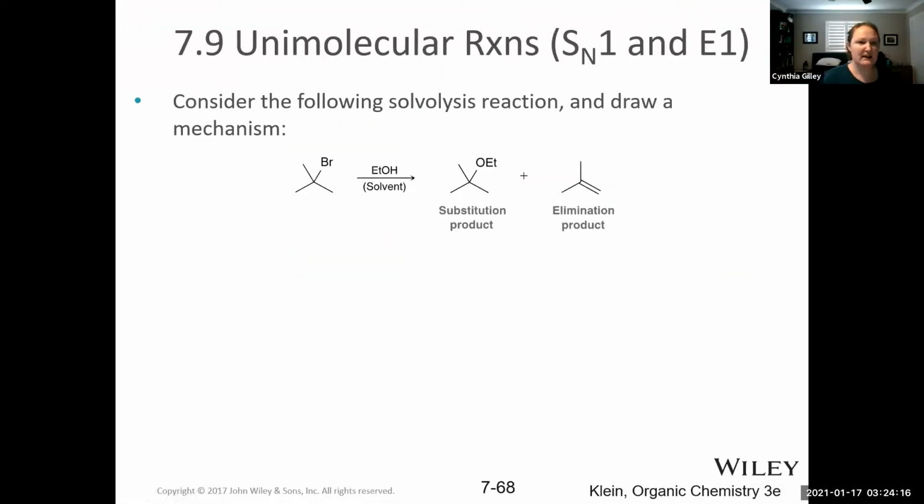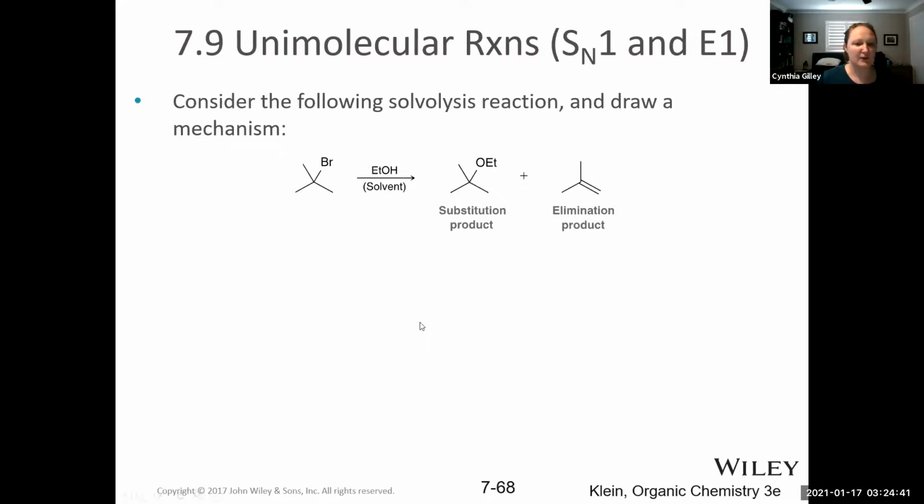Okay, let's talk now about our unimolecular substitution and elimination reactions, the SN1 and E1 reactions. Oftentimes, these reactions compete because they share the same rate determining step, which is the loss of the leaving group step. So let's consider this solvolysis reaction and practice drawing a mechanism for it.